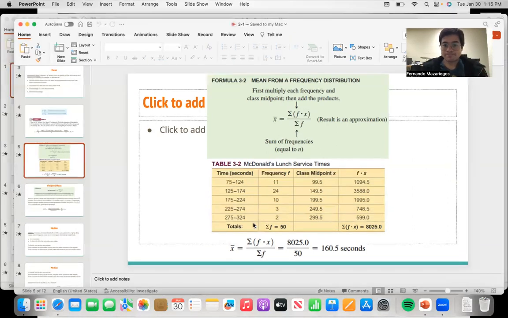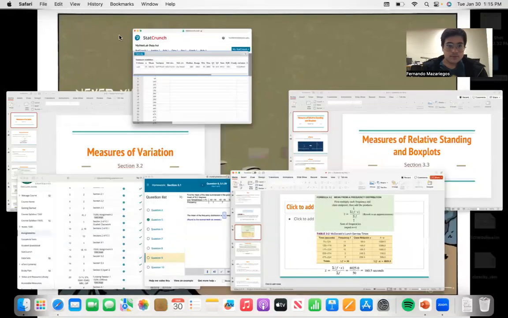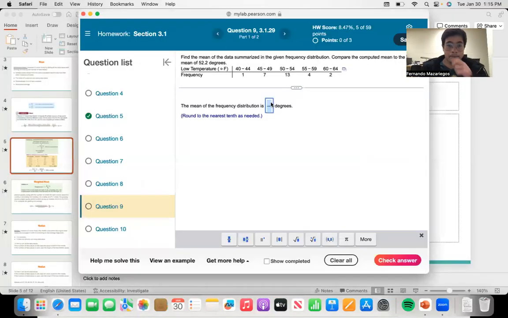So let's do that. I'm going to close this, and remember, the class midpoint is the midpoint between the lower class and the upper class limits. So we just add them together and divide by 2. So the first one is 42 times the frequency plus the next midpoint for the second class, which is 47 times frequency.